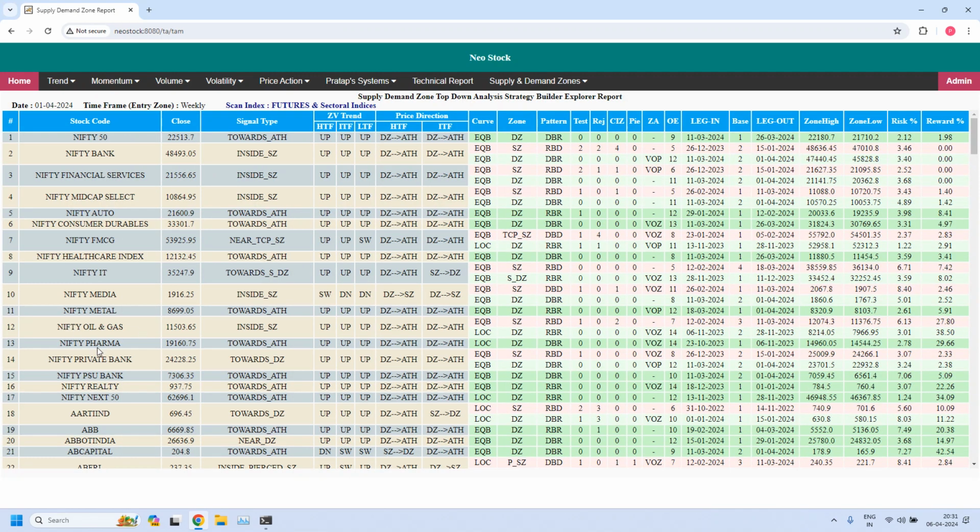See, the first 17 in this list are indices, mostly sectorial indices, and the remaining are all equity stocks listed in the F&O segment. So what I do, I keep scrolling this list down, giving you a few seconds of time. Whichever stock you want to refer to, please pause the video. After that you can proceed with the video.